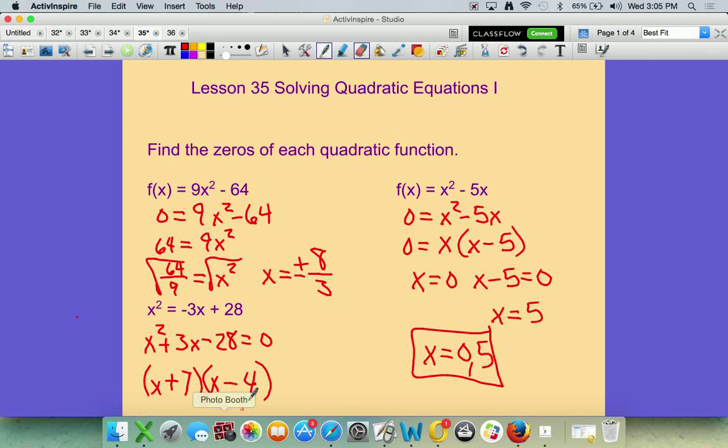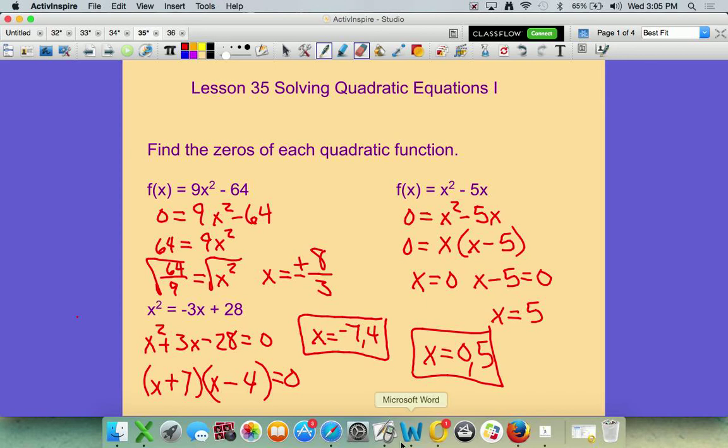Remember to check it. Outers, negative 4x plus 7x gives us that 3x. So then we set those equal to 0. X equals negative 7 and positive 4.